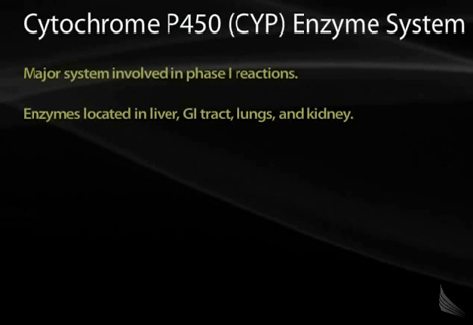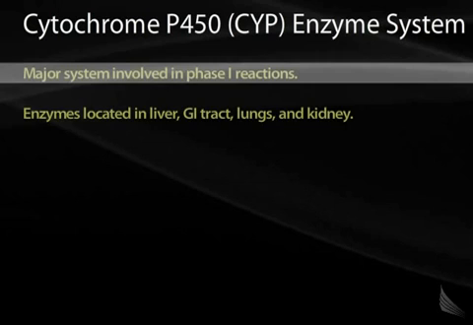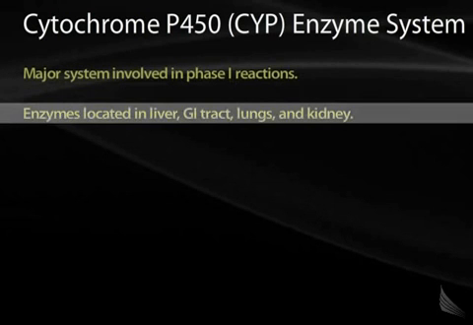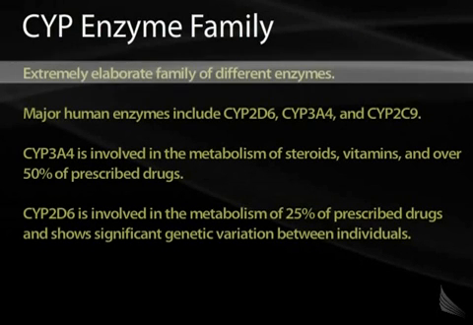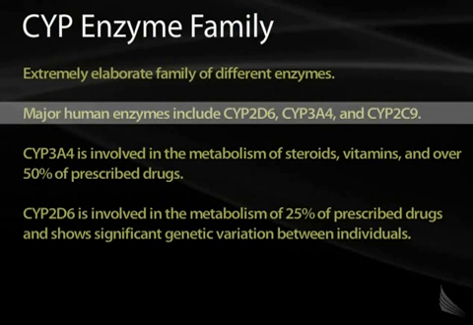The cytochrome P450 enzyme system is a system that you'll have to know for step 1. It is involved in phase 1 biotransformation. The enzymes of the cytochrome P450 system are located mostly in the liver. However, they're also located in the GI tract, lungs, and the kidney. The cytochrome P450 enzyme family is extremely elaborate. The major enzymes that you should remember are cytochrome 2D6, 3A4, and 2C9.